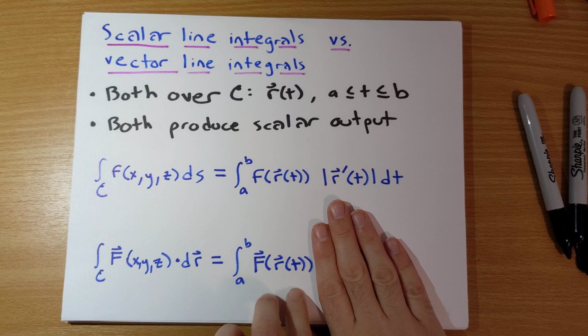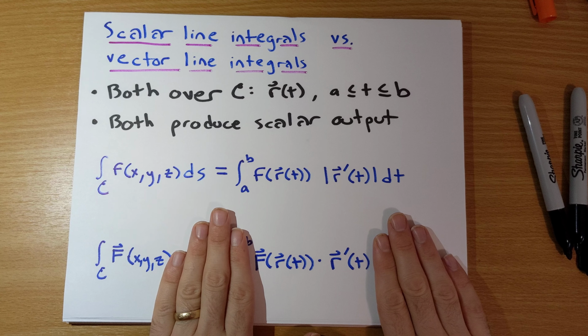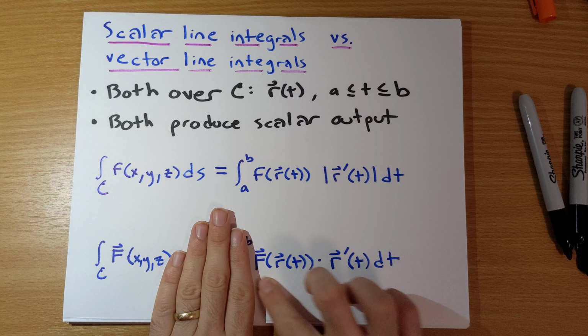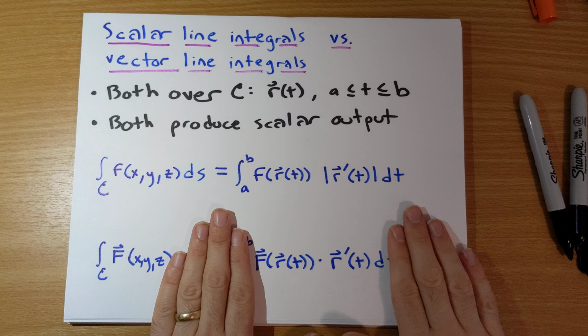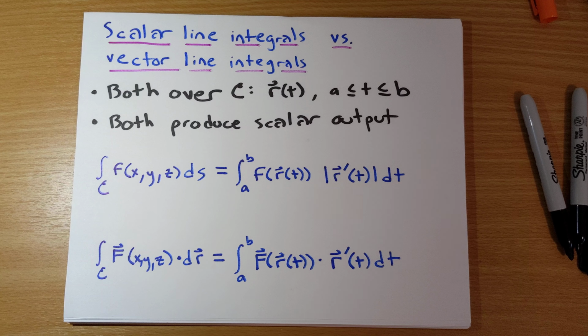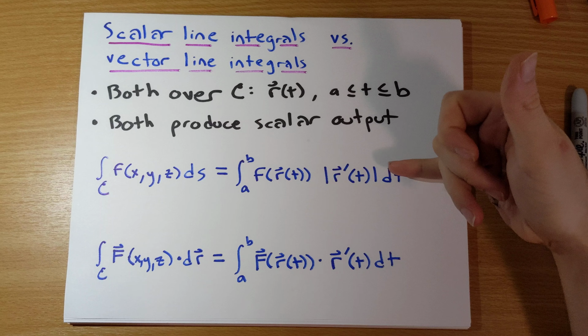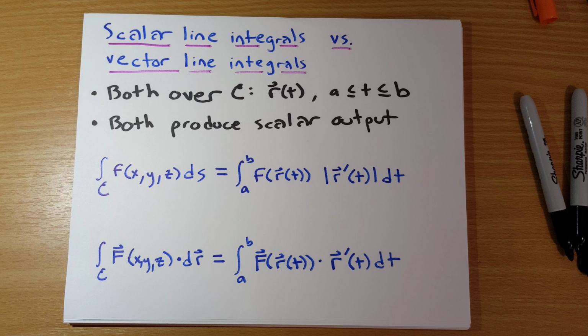F of r of t is a vector object. r prime of t is also a vector object. But when we take the dot product of these together, this is a scalar. So this entire quantity is a scalar. So when we're integrating from a to b the scalar dt, we do end up with a scalar output. Okay, so that's an important similarity. You might think that this gives a scalar output and this gives a vector output, but the vector line integrals give us scalar outputs as well.